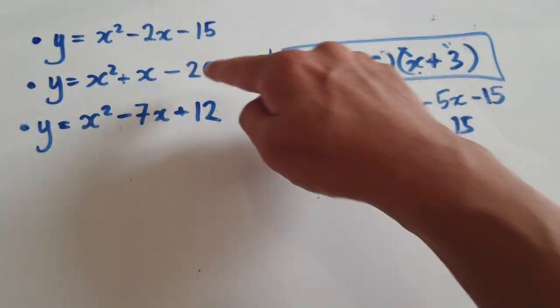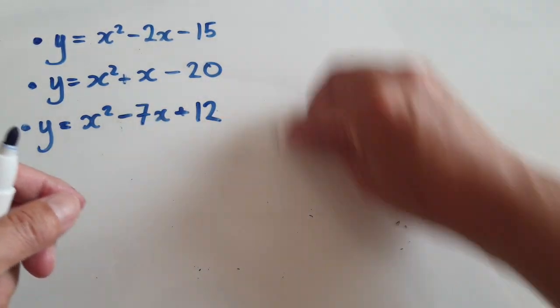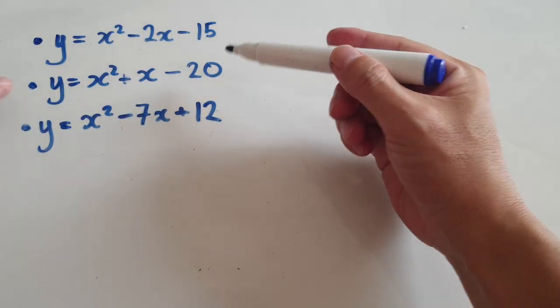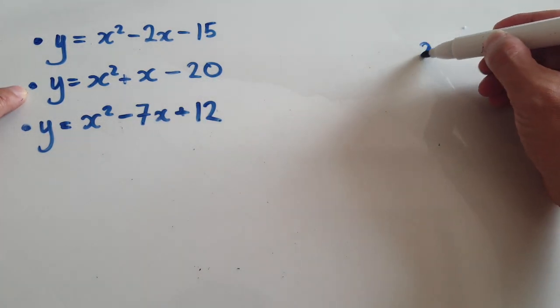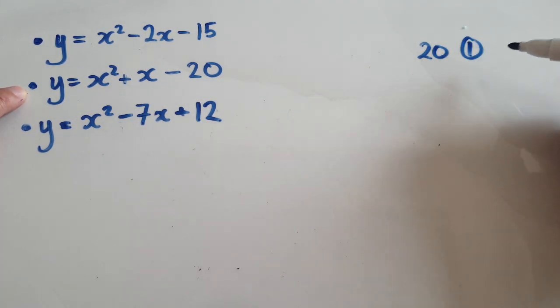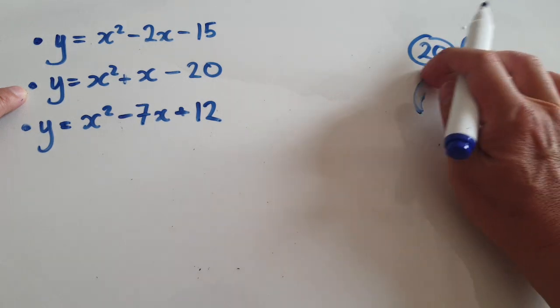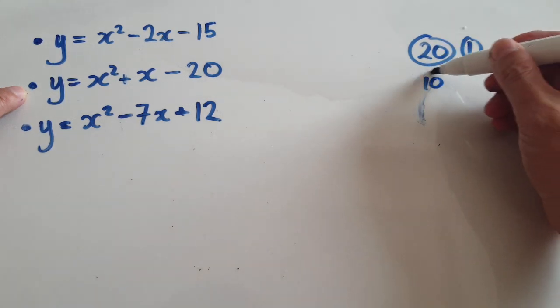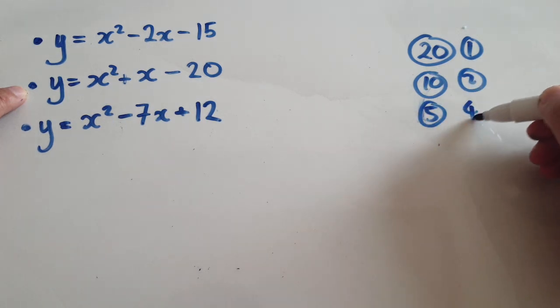Okay. Now let's tackle this second one. The second one, your biggest clue is that number 20. So two numbers multiplied together to give you a 20. It could be a 20 and a 1. It could be a 10 and a 2. It could be a 5 and a 4.